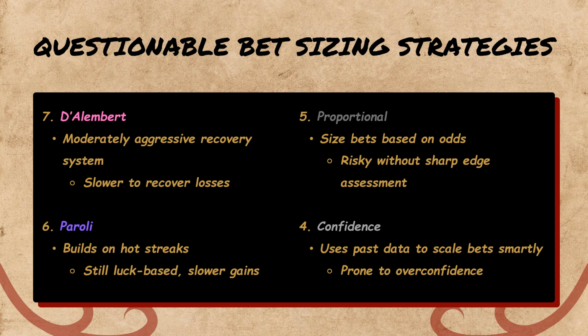The key takeaway is this: no strategy works without self-awareness and discipline. If you're someone who tracks bets, understands your edges, and wants to play long term, some of these can be adapted. But if you're not keeping records or blindly applying these without context, you're setting yourself up for failure. Coming up next, we get into the best of the best, the top ranked bet sizing strategies that actually check every box on our goals list.